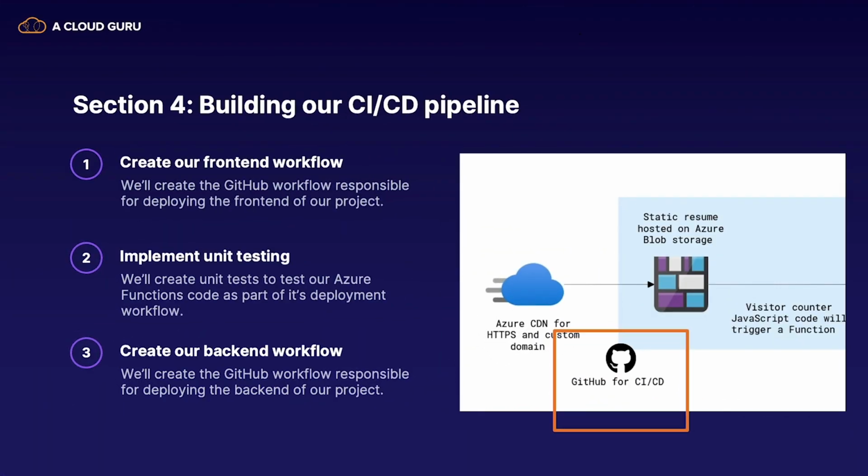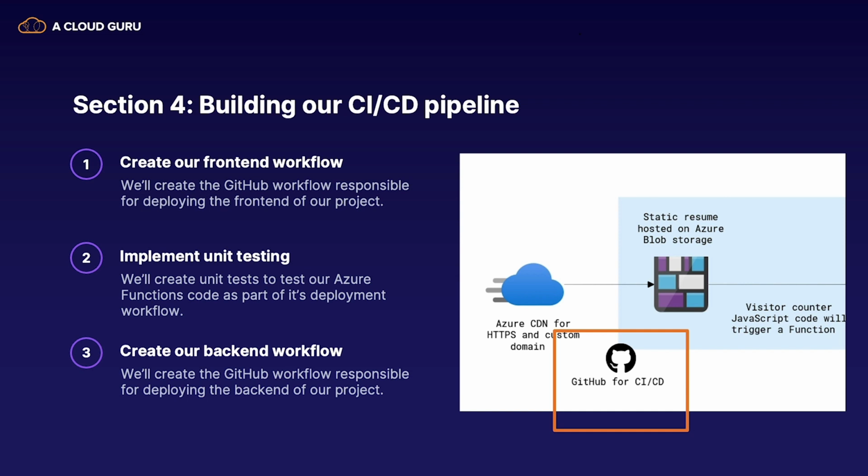Alrighty, welcome to section 4, building our CI/CD pipeline. We're going to be covering a few things here. First, we're going to create our front-end workflow, and that's what's going to be responsible for deploying any changes that we make to our HTML, CSS, JavaScript, anything that's in that front-end folder. Our front-end GitHub workflow is going to take care of that.